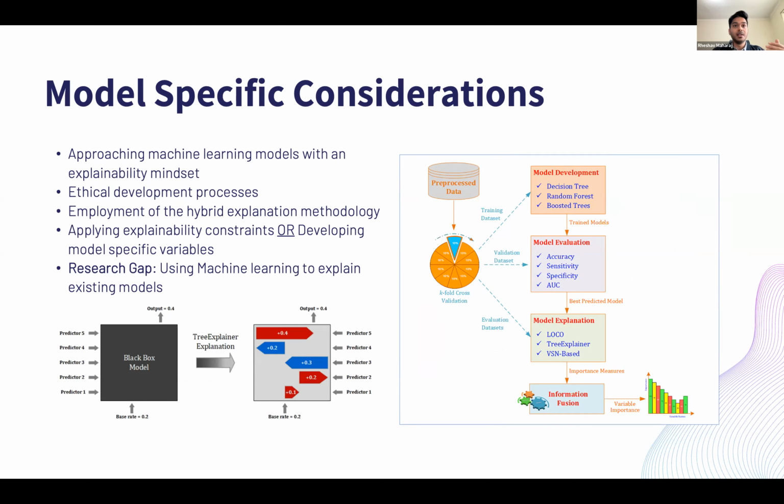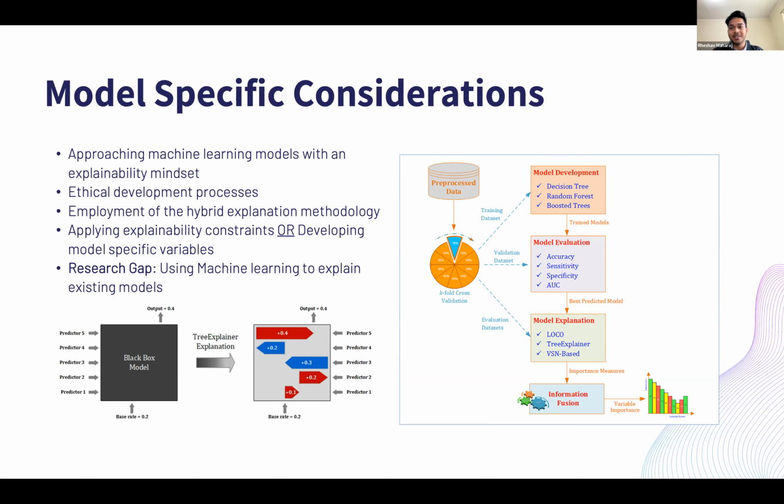And then go into ethical development processes so that we don't have to worry about developing something and then worrying about the ethical implications later. And then employment of hybrid explanation methodology. So on this diagram here, you'll see that we are already developing a model, we evaluate it, and then we explain that model before we produce a final output. And then there's a research gap, which I think I want to explore, which is trying to use machine learning to explain existing models.